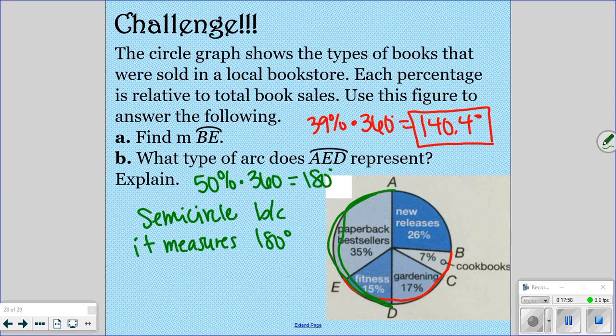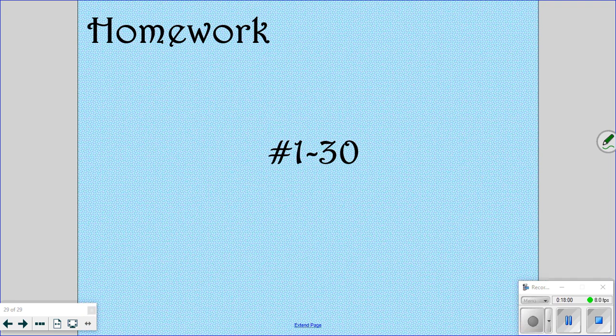So your homework tonight is 1 through 30. So make sure y'all do those so that we can go over any questions you have tomorrow.